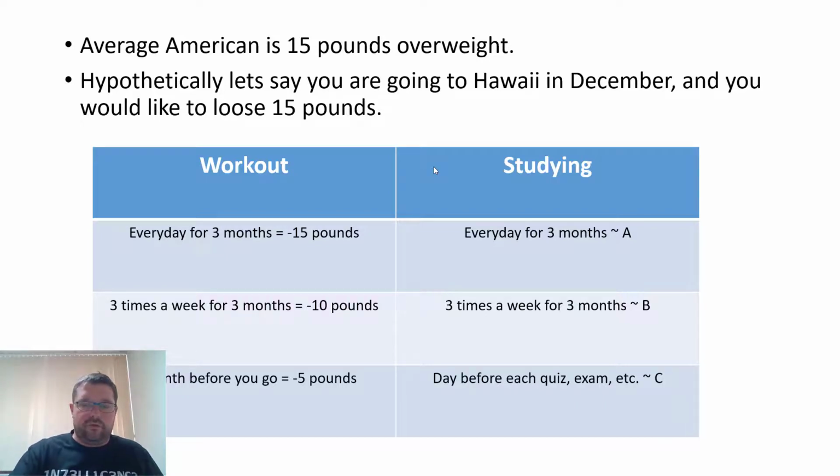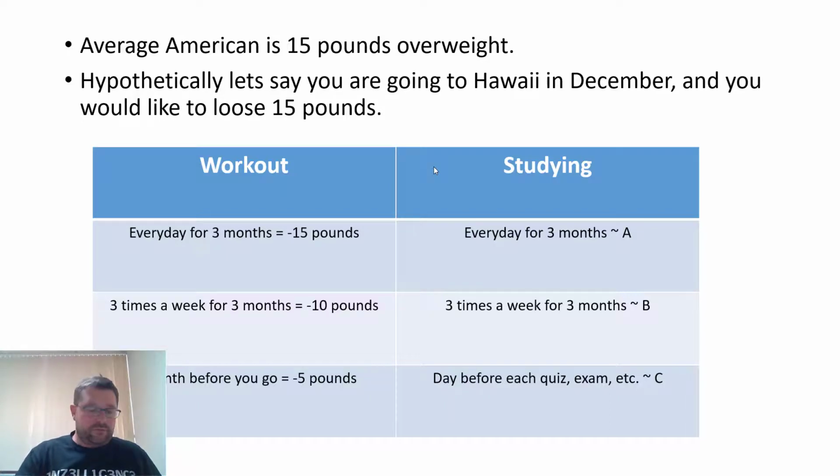Then the likelihood that you lose 15 pounds is pretty good, especially if you're 15 pounds overweight. Now, let's say you can't dedicate every day, and you can only dedicate 3 times a week, maybe 30 minutes on one day, 45 minutes another, and an hour on another. Well, the less effort and participation you put in, the fewer pounds you're going to lose. So maybe you're only going to lose 10 pounds. Still, for most people, you're getting there. You're still making progress, right?